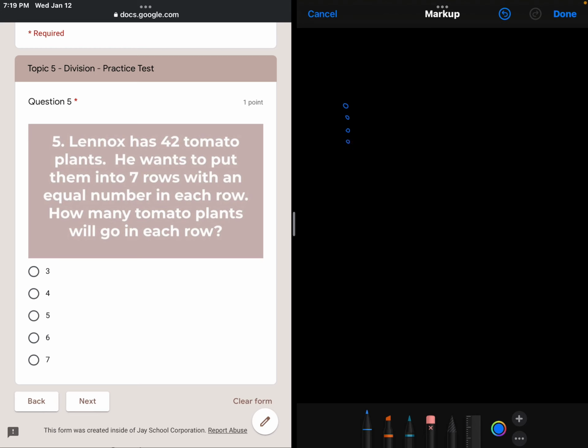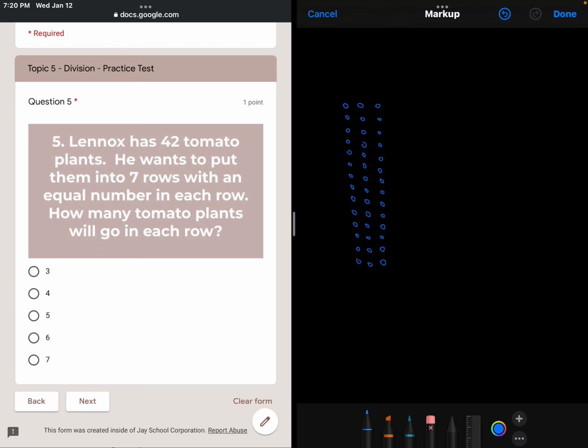1, 2, 3, 4, 5, 6, 7, 8, 9, 10, 11, 12, 13, 14, 15, 16, 17, 18, 19, 20, 21, 22, 23, 24, 25, 26, 27, 28, 29, 30, 31, 32, 33, 34, 35, 36, 37, 38, 39, 40, 41, 42. 42 tomato plants, okay? And they are in 7 rows. He wants to put them into 7 rows with an equal number in each row.